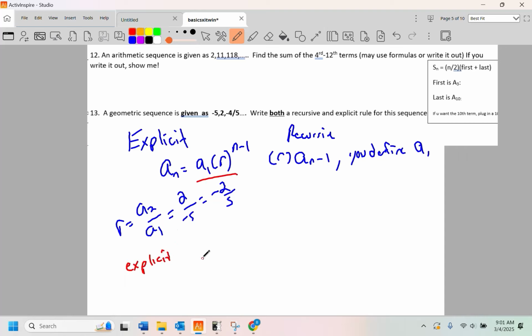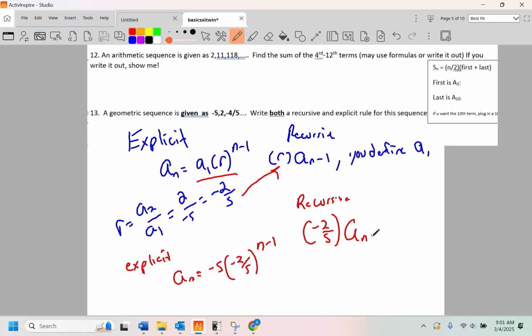Which is this guy right here. First term is -5, so a sub n is -5. The ratio is -2/5, and we raise it to the n minus 1. To do our recursive rule, all we do is put that -2/5 right there: -2/5 of a sub n minus 1, which means previous term. Then comma, the first term is -5.